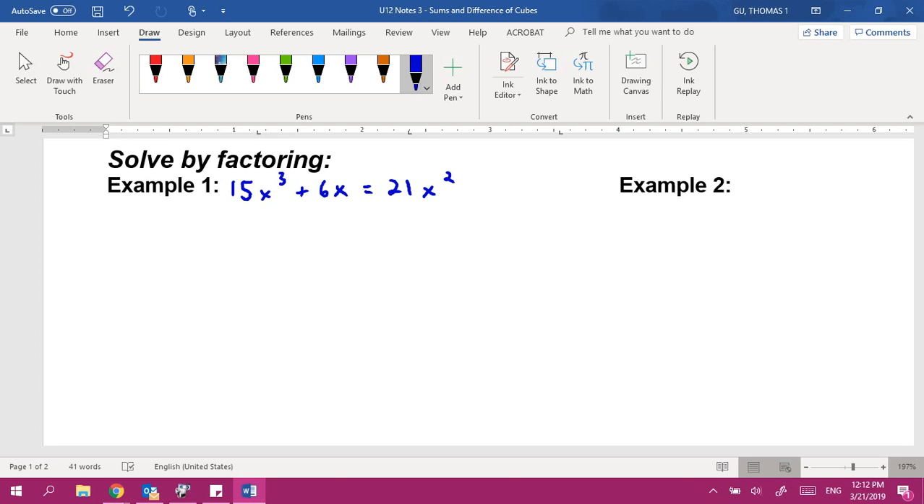So if I'm trying to solve this by factoring, what is the very first thing that I should be doing here? Move the 21x squared. Why do I need to move the 21x squared? Got to set it equal to 0. That's right. So we end up with 15x cubed minus 21x squared plus 6x equals 0. All right, what would the next step be?